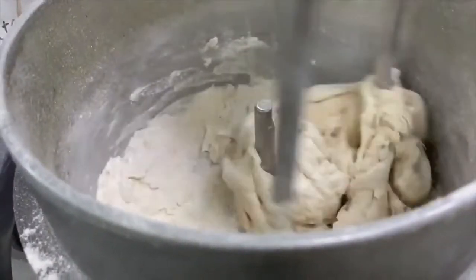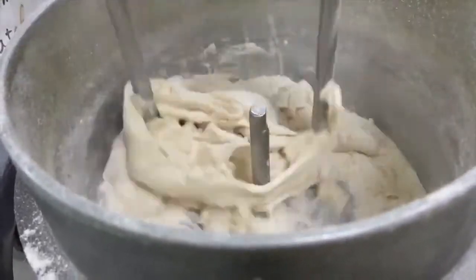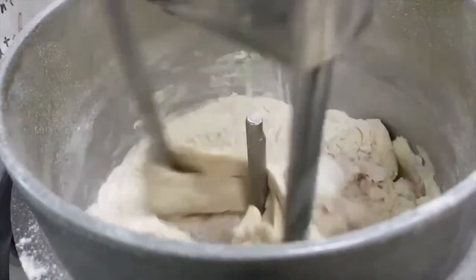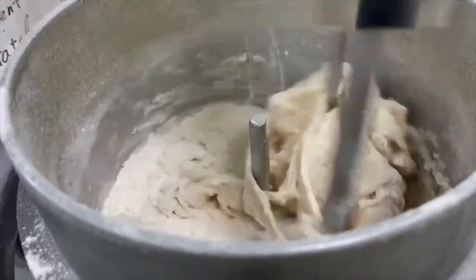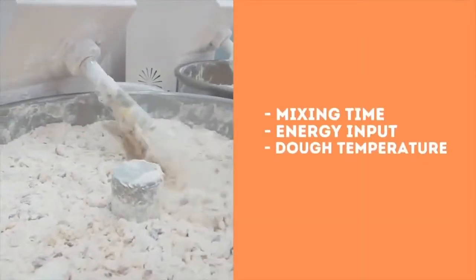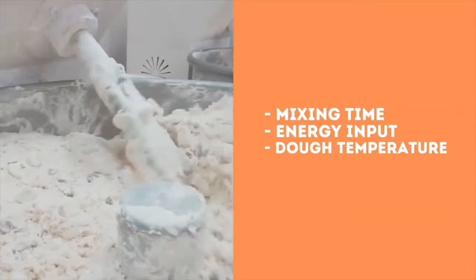Mixing. The objective is the blending and hydration of dry ingredients, air incorporation, and gluten development for optimum dough handling properties. Variables to monitor and control include mixing time, energy input, and dough temperature.